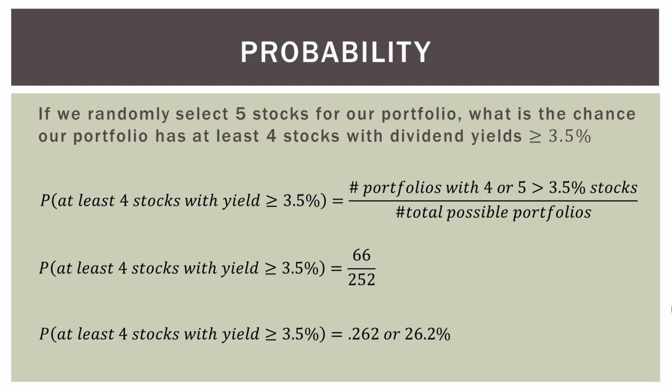0.262, or about 26.2%. So if we were to randomly select 5 stocks, put the 10 stocks in a bowl and mix them up, and we select 5, the probability that those 5 we choose out of the bowl have 4 or more stocks with this yield is 26.2%.